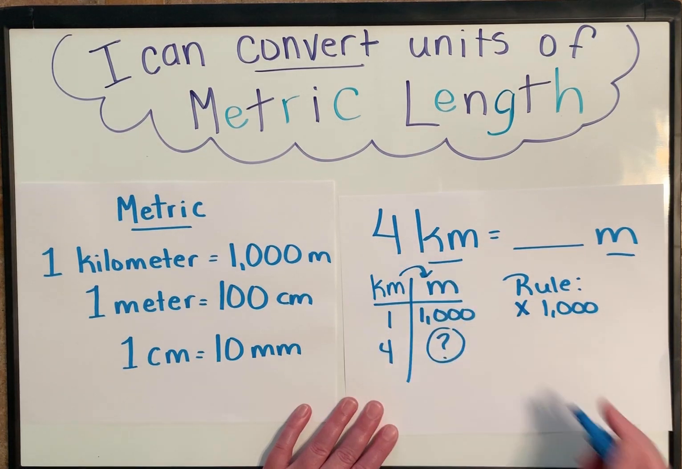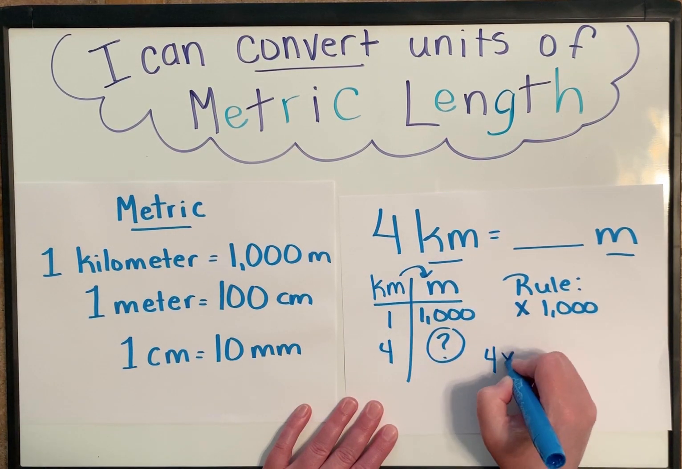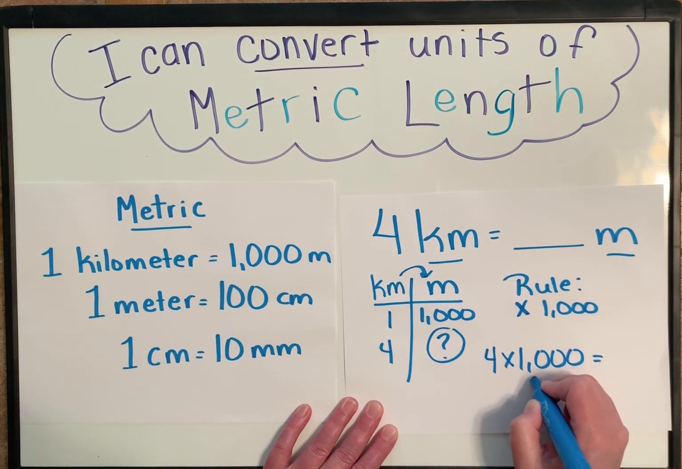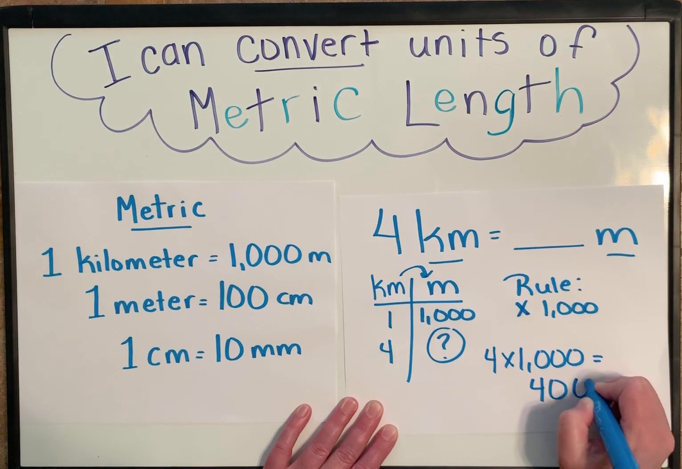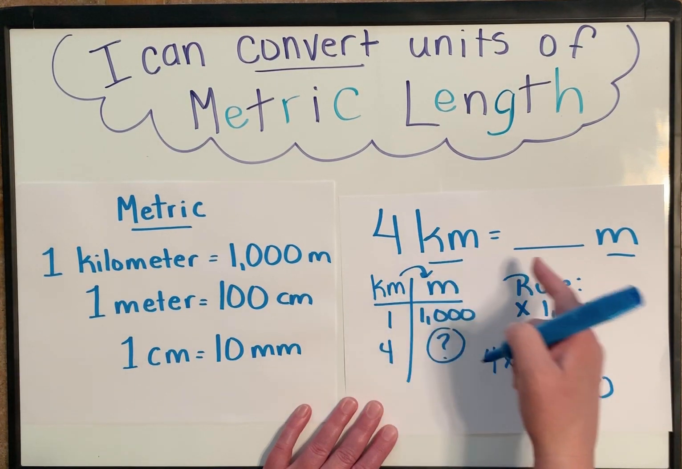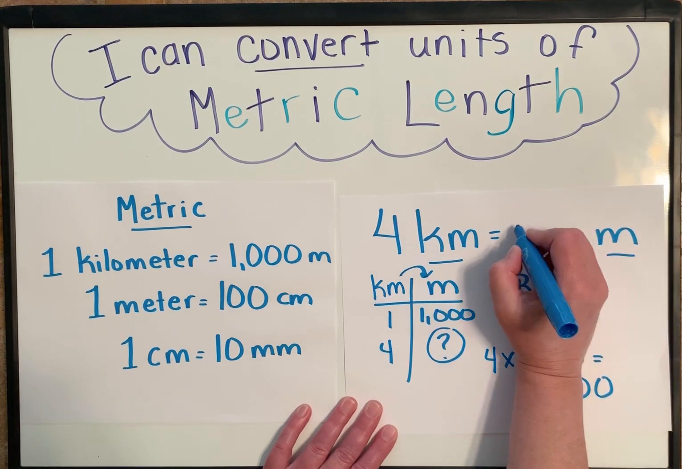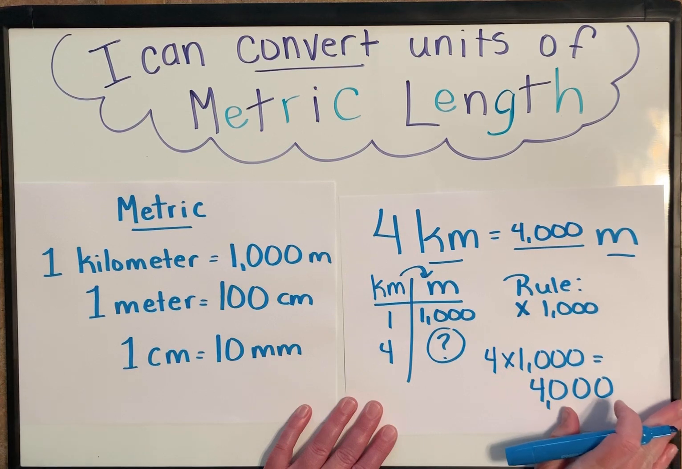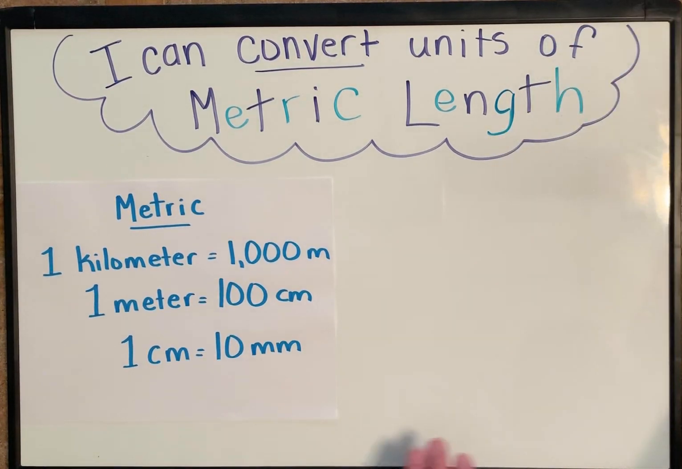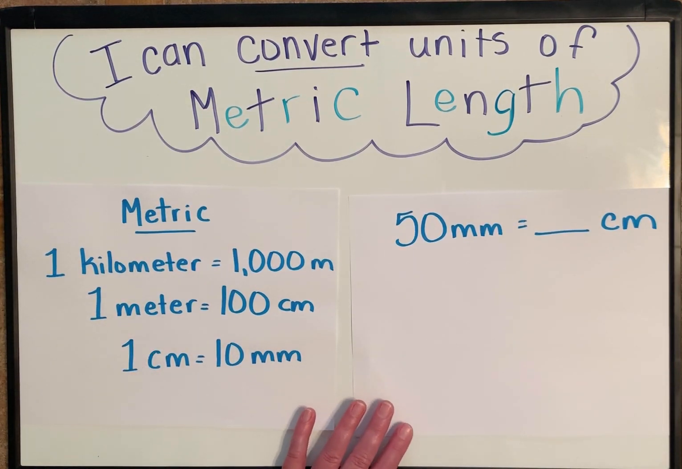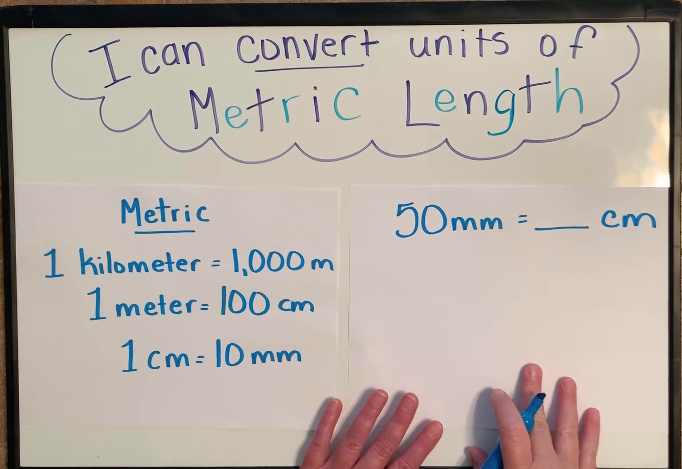So take your 4 times 1,000, and we get 4,000. So 4 kilometers is equivalent to 4,000 meters. Okay, let's look at our next problem. So you can see if your rule goes up, you're going to be multiplying. If your rule goes down, you're going to be dividing. So let's look at this one here.